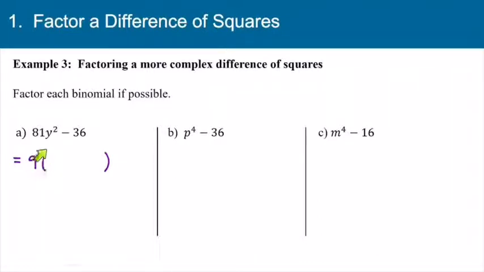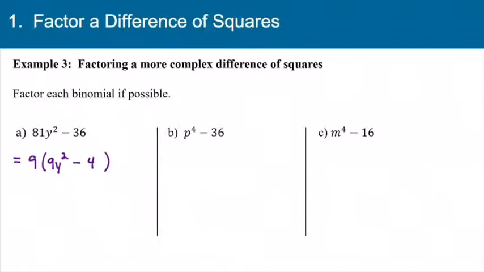9 times 9y squared would make 81y squared. And then 9 times negative 4 would make negative 36. So here we are first pulling out the GCF of 9. Now notice that what's left in parentheses is a difference of squares because 9y squared is 3y times 3y. And 4, of course, is 2 times 2.